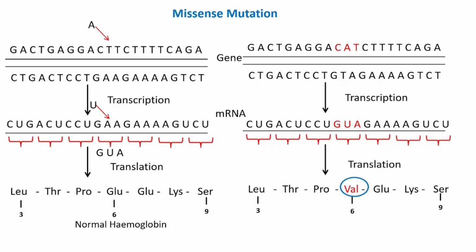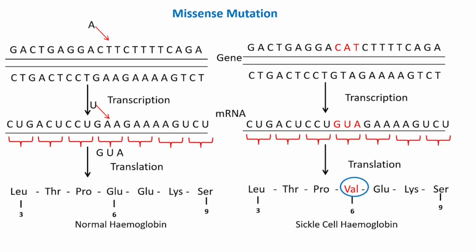Since valine has chemical properties different from glutamic acid, this change drastically alters the properties of hemoglobin, causing red blood cells to assume a sickle shape, which can block blood flow and lead to serious health complications. Thus, a single substitution point mutation leads to sickle cell anemia. A thinking question for you: is this mutation transition or transversion?